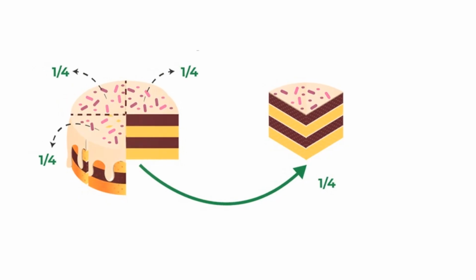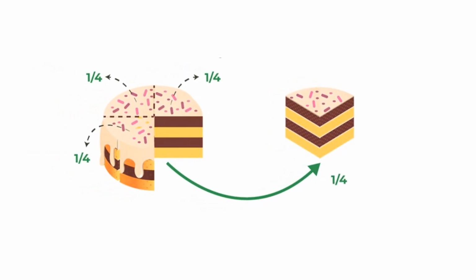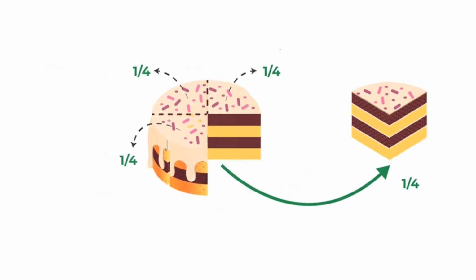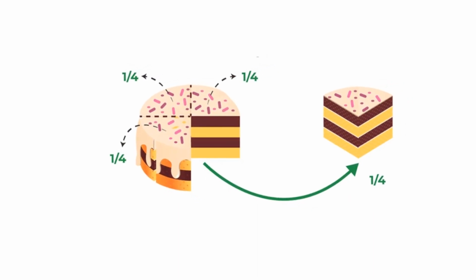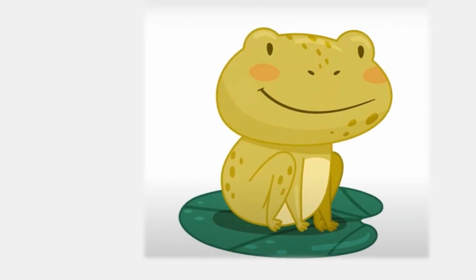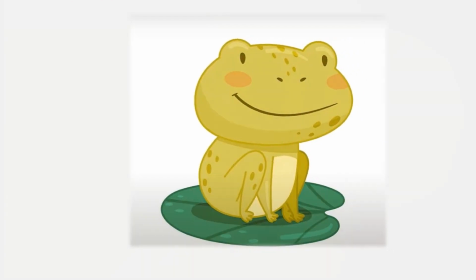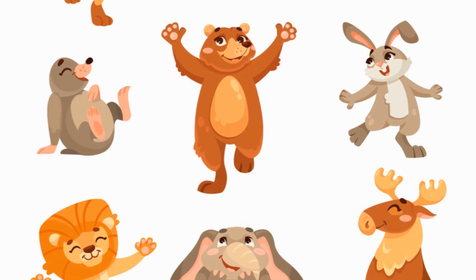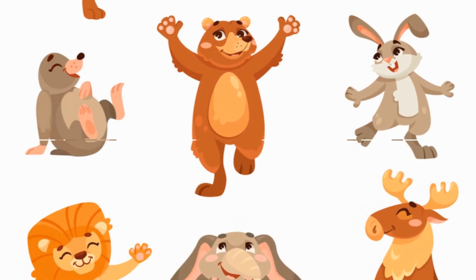In our cake example, the whole cake is divided into 4 parts. So if you take 1 piece, you have 1 out of 4 parts, or 1/4 of the cake. And that's how fractions work," Froggy concluded. The animals, now understanding fractions, cheer happily.